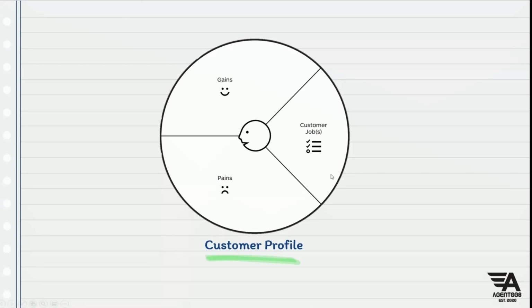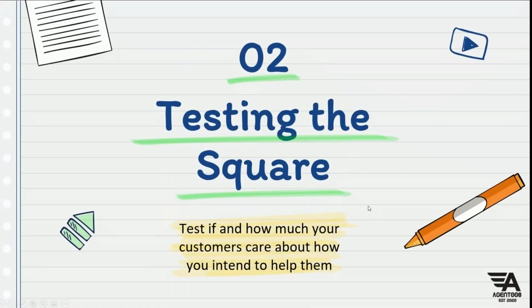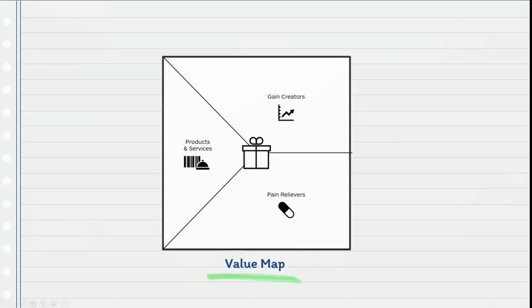So if we move to the second one, which is testing the square, here, what do you need to test? Actually, you need to test if and how much your customers care about and how you actually will provide them help. Also, you need to design experiments that will help to show the evidence that your product and service will kill their pains and create gains that matter to the customers. So this is what you need to do within the second step, which is testing the square. And if we move now to the square, which is the value map, we already understand it before.